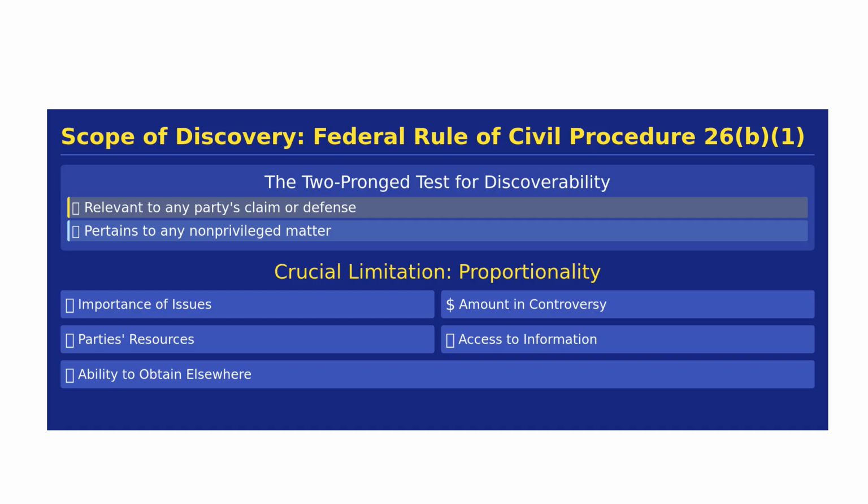However, the rule adds a vital modern limitation: proportionality. Even if relevant and non-privileged, discovery must be proportional to the needs of the case. Courts weigh several factors when assessing proportionality. These include the importance of the issues at stake, the amount in controversy, the parties' relative resources, each party's access to the information, and the party's ability to obtain the information through other means. We will visualize this balance shortly.